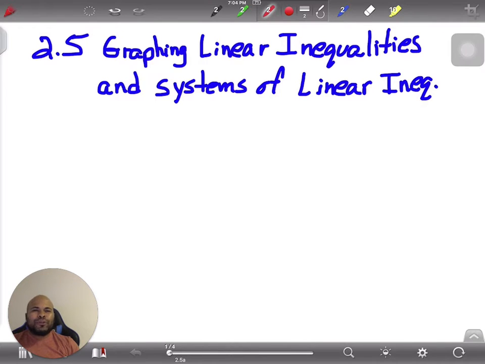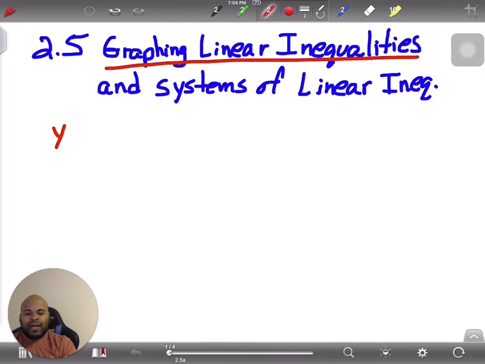With your favorite host, Professor Cruz, and today we're going to talk about graphing linear inequalities and systems of linear inequalities. So first things first, we're only going to graph a single simple linear inequality. Let's say that I give you y is greater than or equal to 3x plus 5, okay? So I ask you to graph this.